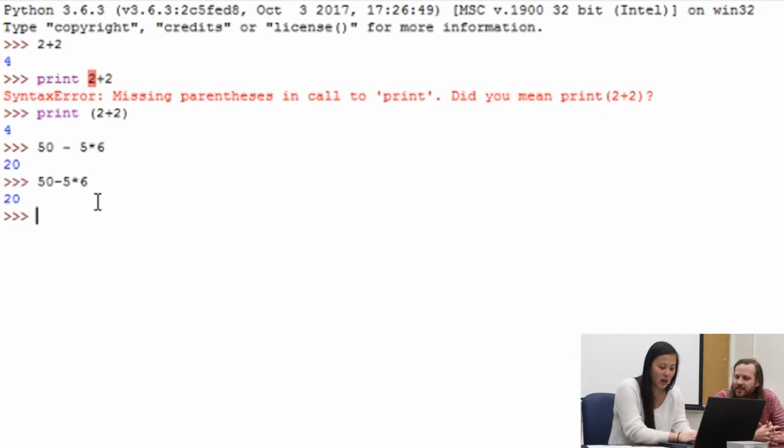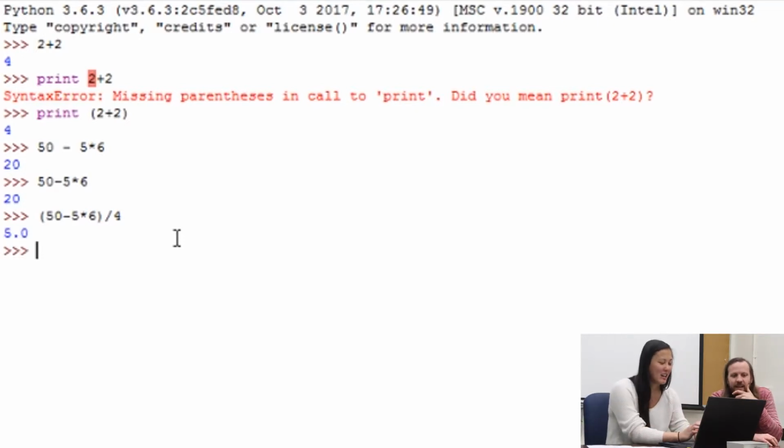What else do you have for us? Now we can throw division into the mix. We'll do the same thing, but put some parentheses around it, back to the order of operations. 5 times 6, and then we divide all of this by 4. So it's like 20 divided by 4, which is 5. But because we are doing division this time, you get a float, so it's actually 5.0. The .0 is there because we used a single slash.